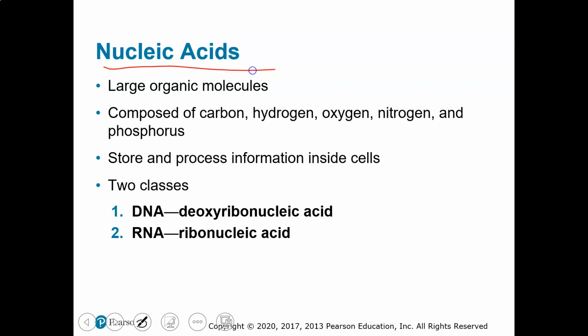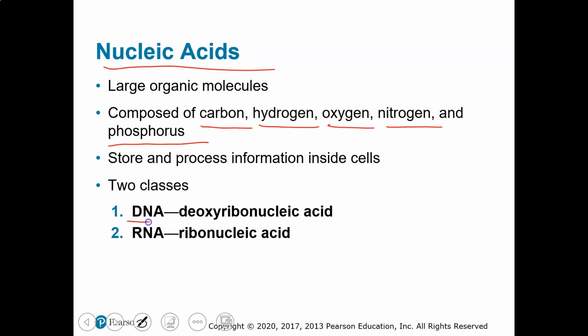Okay, now our last group of macromolecules are called nucleic acids. They are composed of, you might expect by now, carbon, hydrogen, oxygen, and like proteins, nitrogen. But nucleic acids also have phosphorus, whereas proteins typically have as their 5th element sulfur. What nucleic acids do is they store and process information inside cells.